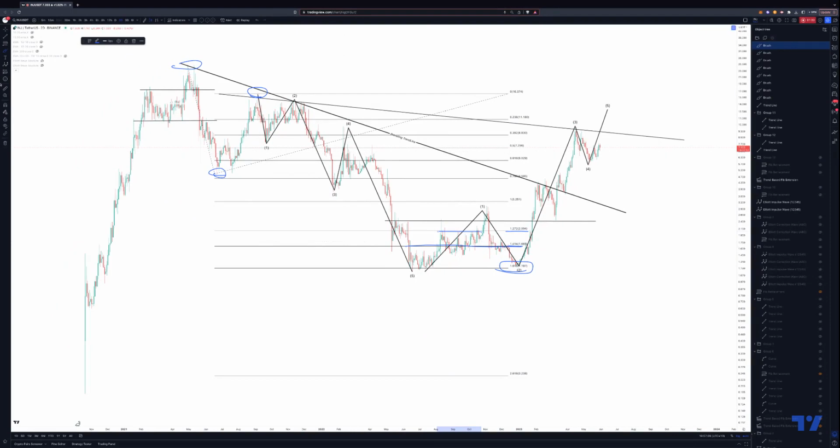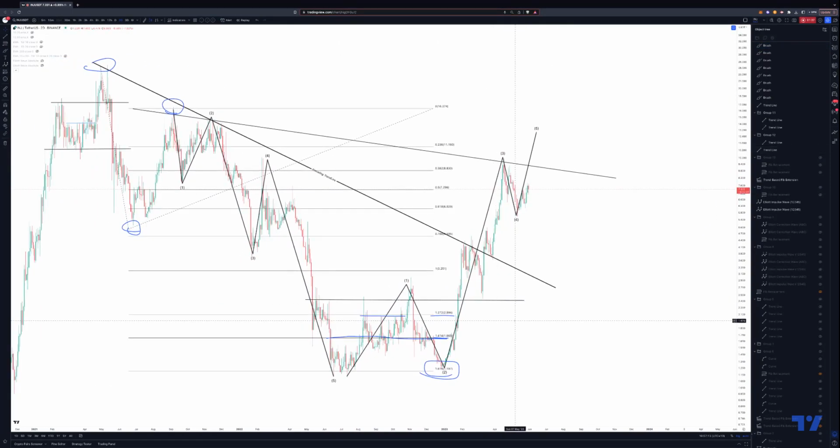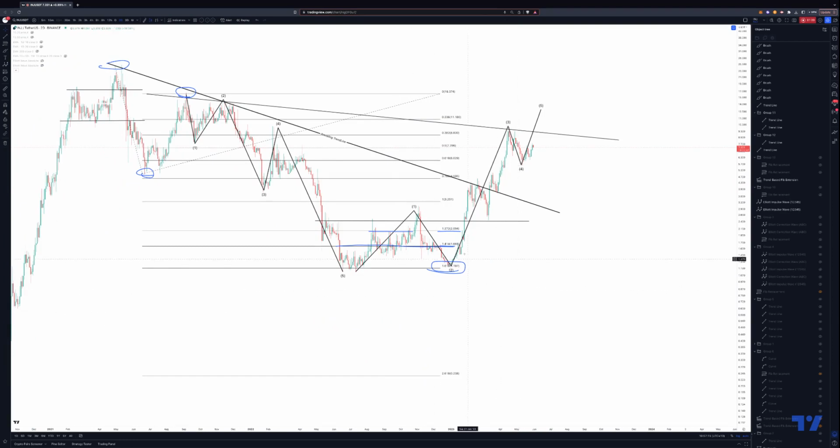So this could be an educational tool for you guys, for those trying to look for bottom formations. This was a typical Elliott Wave, Wyckoff accumulation. Not atypical, I would say.